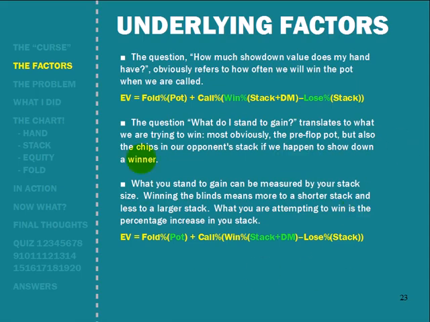So if you see here, the components for the reward in the equation are represented by the green. So when we fold, we win the pot, and if we call and we win, or if we get called and we win, we win the amount of our stack plus any dead money.